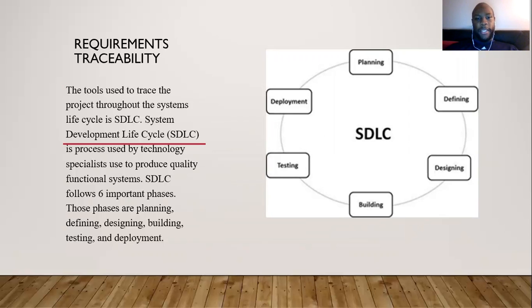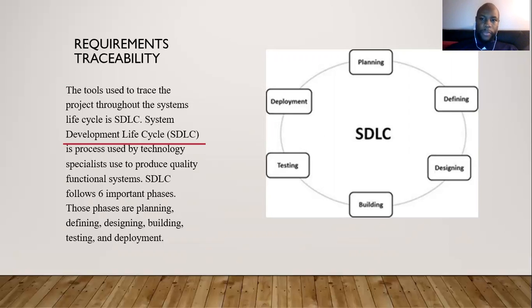The first one is planning. The second one is defining. The third one is designing. The next one is building. The next one is testing. And last but not least, the most important one, deployment. To the right is a graphic image of the SDLC.